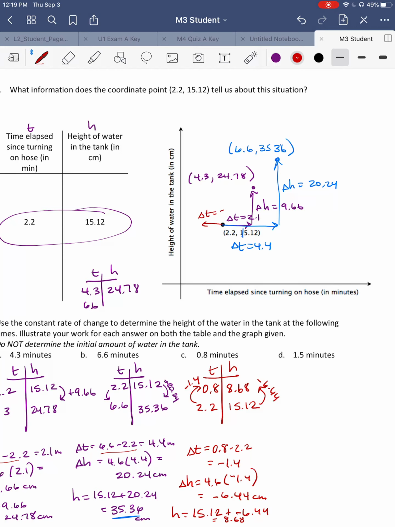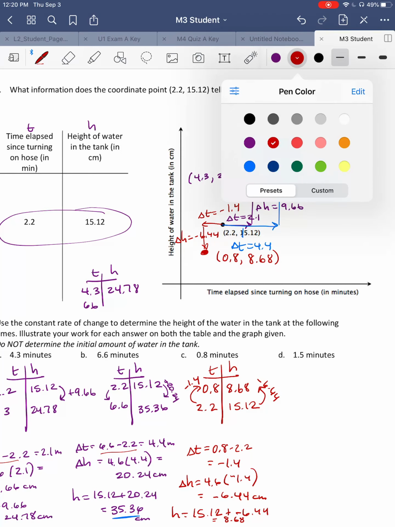And so in this case, we're actually now decreasing. So my change in time is a negative 1.4, and we are going to decrease. So our change in height is going to be negative 6.44. And so we get this new point here. And that point is going to be at 0.8 minutes. My height is 8.68. All right, and then finally I can do this one last time.